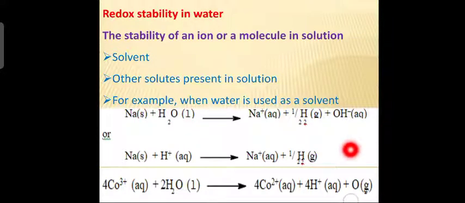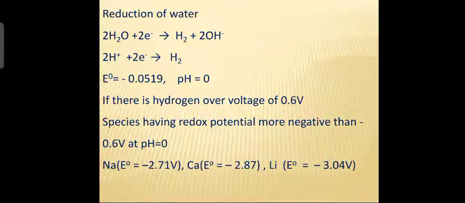The reduction of water can be represented as 2H2O plus 2 electrons gives H2 plus 2OH minus. Alright. So 2H plus plus 2 electrons gives H2. Now, from the Nernst equation, we know that E is equal to minus 0.059 pH, so at pH equal to 0, E naught is equal to 0.